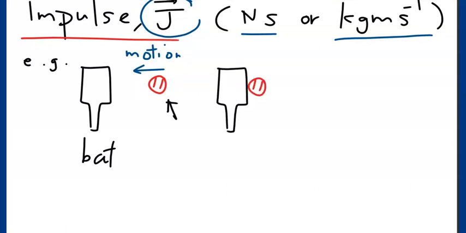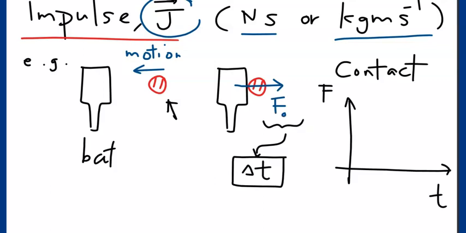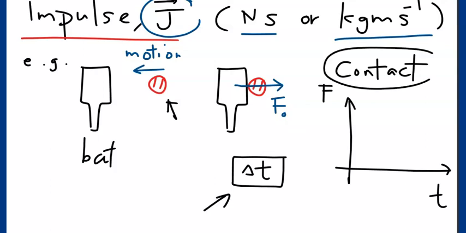When the bat hits the ball, it will exert a certain amount of force on the ball. We shall call this force F0. Let's assume it is a constant, and this constant force acts for a time interval of delta t seconds. In other words, delta t is the contact time between the ball and the bat during the collision.